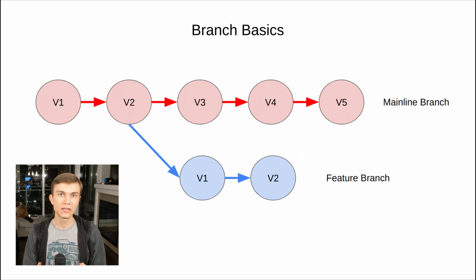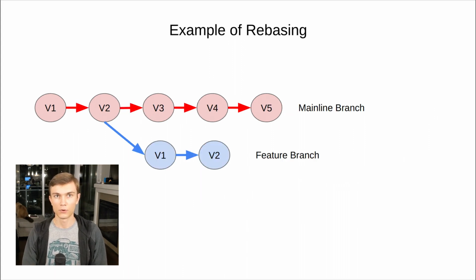Allow me to briefly introduce some terminology. In the diagram that I showed you before, the feature branch on the bottom is a child branch to the mainline branch. The parent version of the branch is version 2 of the mainline branch. Now, in this diagram, what if you want to have the changes that are introduced in version 4 of mainline within your feature branch? Well, you could patch it in manually, but that's pretty annoying.